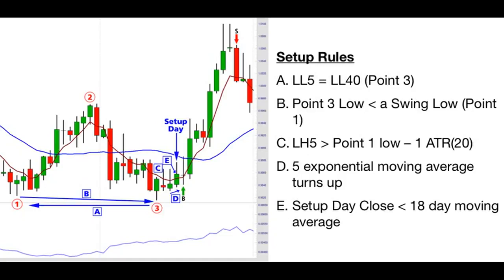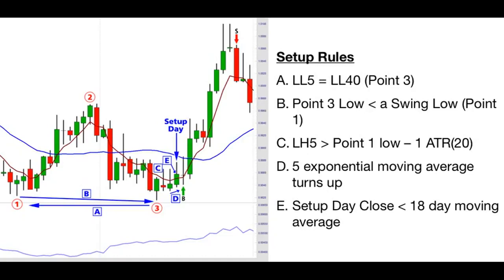All right, first we're going to apply the setup rules to a typical daily Forex candlestick chart. And these setup rules then will alert you to get ready to enter the market. We're going to apply these rules to the green candle that's labeled setup day to see if indeed that day satisfies all of these rules. So let's start with A.